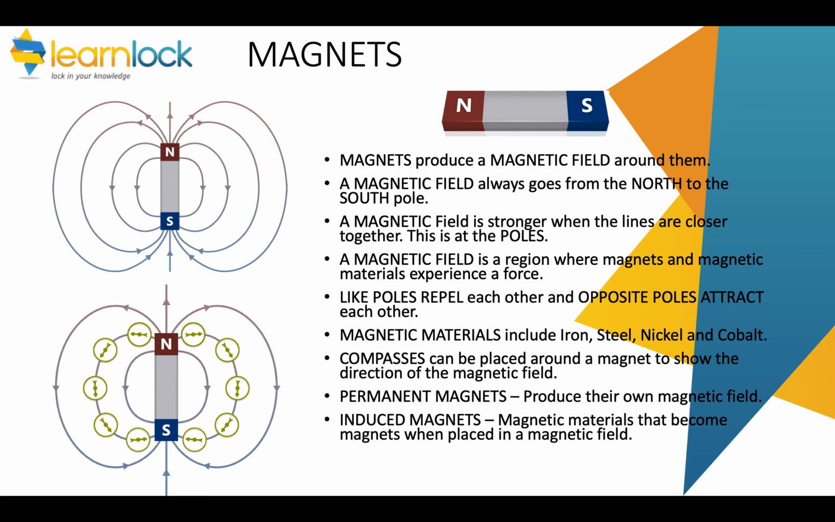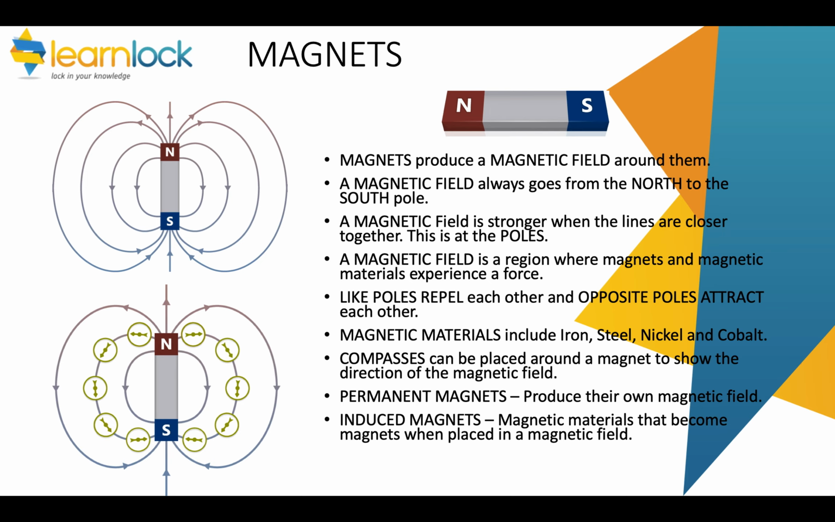First of all, magnets. Magnets produce a magnetic field around them, and as you can see from the diagram, a magnetic field always goes from north to south pole. The field is stronger when the lines are closer, which means the magnetic field is stronger at the poles.